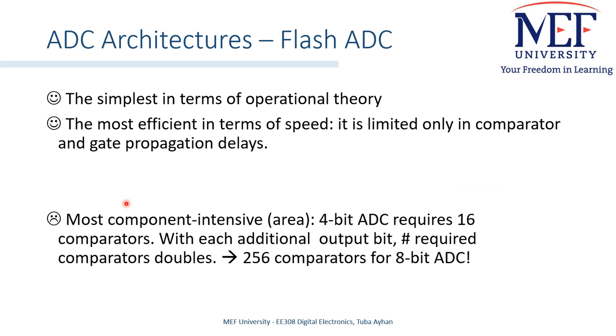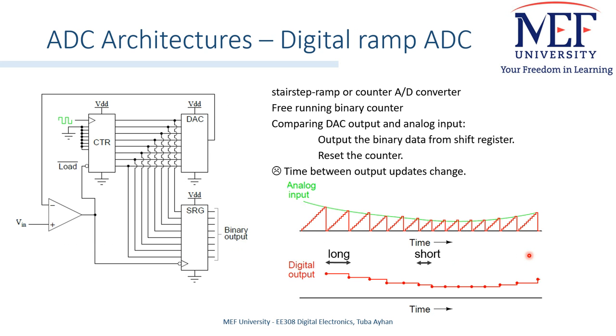So the flash ADC is the simplest in terms of operational theory and the most efficient in terms of speed. It is limited only by comparator and gate propagation delays. However, they are very big. For a 4-bit ADC, we need 16 comparators. With each additional output bit, the number of required comparators will be doubled. So we need a smaller architecture.